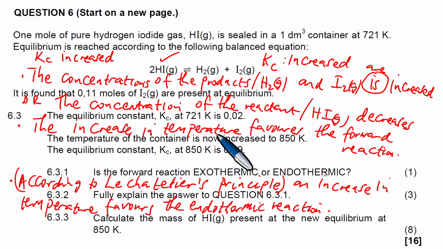The increase in temperature favors the forward reaction. Yeah, we saw that when the temperature increases, it favors the forward reaction. How do we know it favors the forward reaction? Because the Kc increased. How does an increase in Kc show this? Because Kc is the concentration of the products divided by the concentration of the reactants.